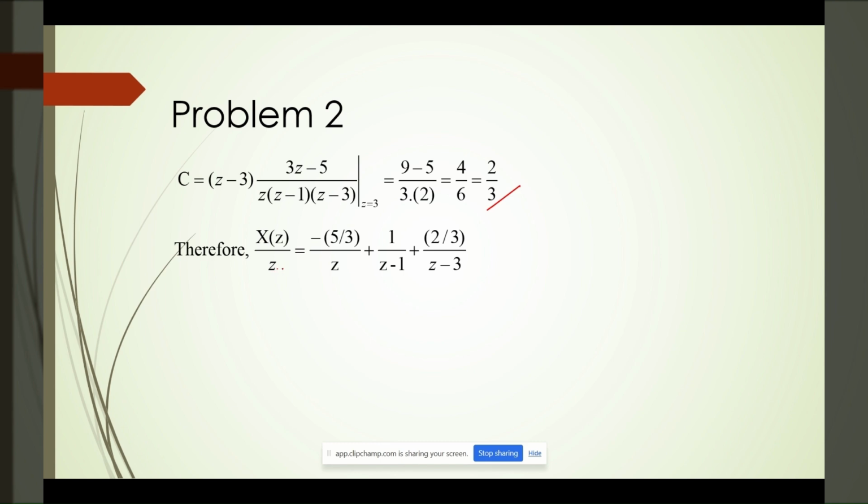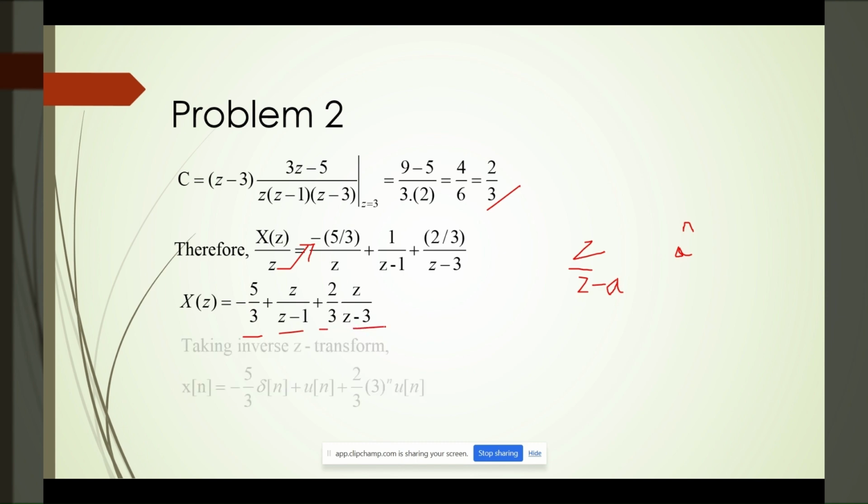What will be the next step? We have to move this to the numerator so that it will become like z by z minus a. So when it becomes like this, we can directly put it as a power n. And here after multiplying we'll get minus 5 by 3. This is going to be constant. There is no problem with this. Now this will become z by z minus 1, which can be replaced by 1 power n. 2 by 3 is constant. This can be written as 3 power n.